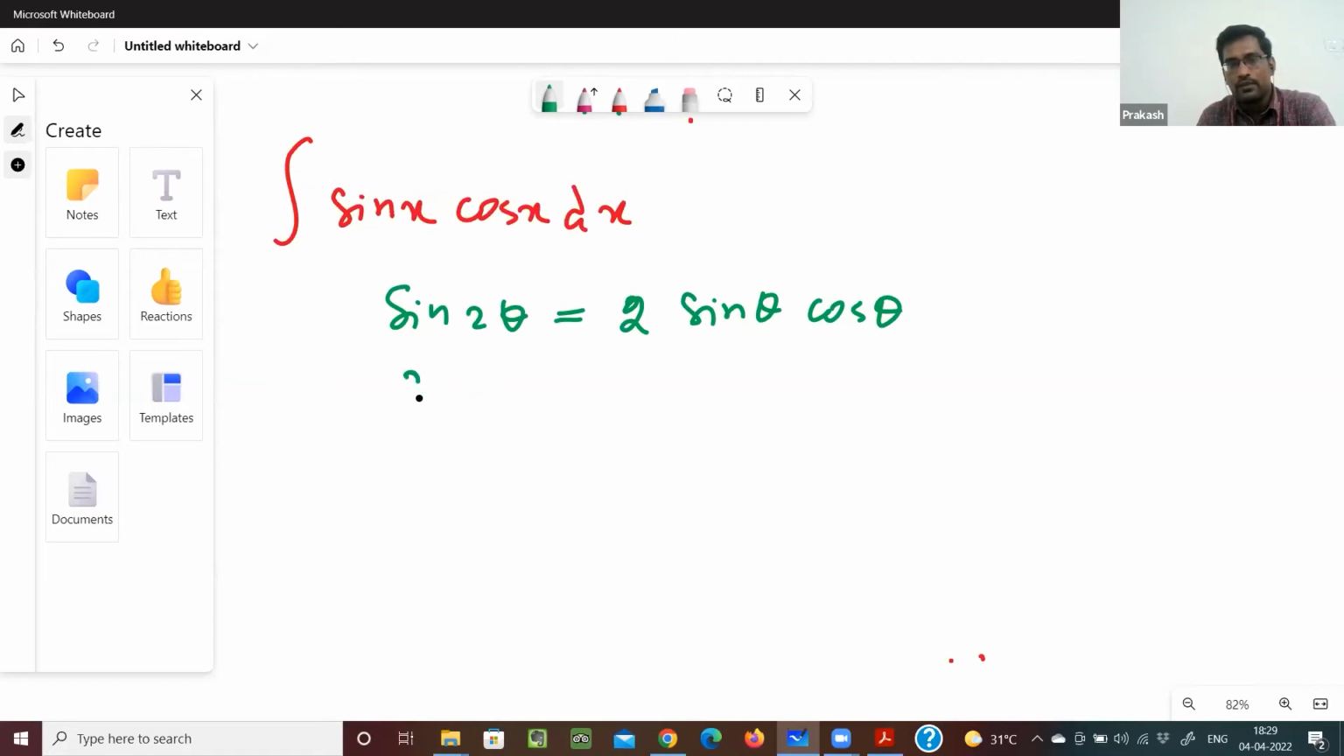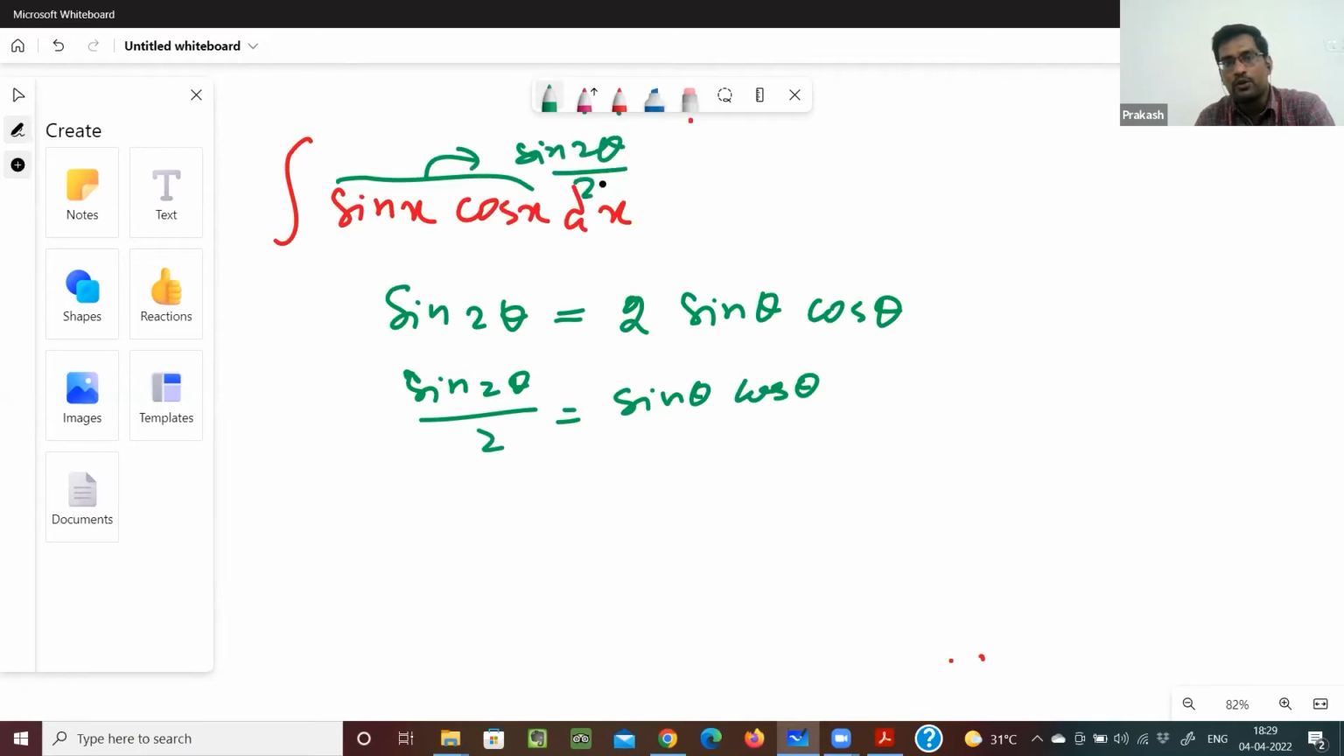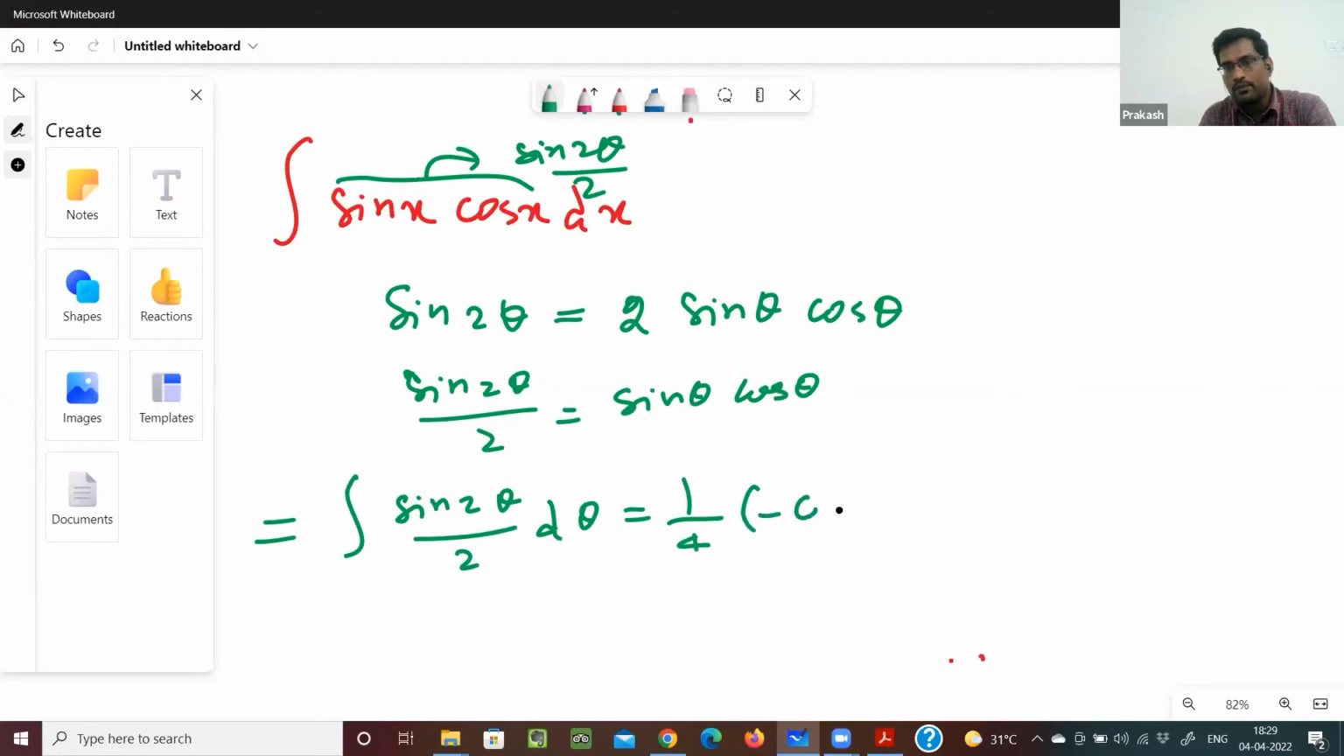So here, sine 2 theta divided by 2 is nothing but sine theta into cos theta. So this is nothing but sine 2 theta by 2. Therefore, the given integral we can rewrite as sine 2 theta by 2. So this is nothing but 1 by 4 into minus cos 2 theta plus c.